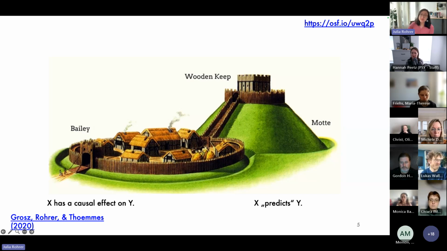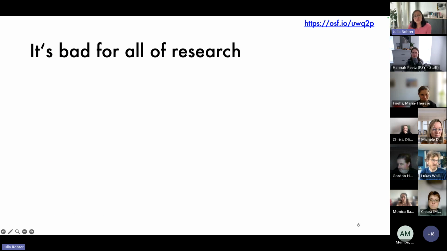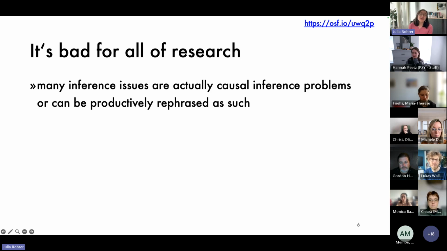Now if you're an experimental researcher, you might think that this just proves that non-experimental research wasn't a good idea to begin with. But I actually also want to make the point that the way that we don't teach causal inference is also bad for all of research. Because even if you do experimental research, you will face certain causal inference problems or other inferential problems that can be productively rephrased as such.